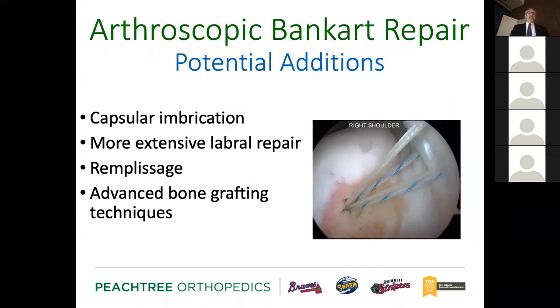So what are the different additions that you can do for a Bankart repair? Well, you can certainly do a capsular imbrication. Say a patient's got a laxity, you can do an imbrication at the same time. You can do a more extensive labral repair if you see more extensive labral damage. There have been good results reported with that. A remplissage procedure, sewing the rotator cuff into that Hill-Sachs defect. And then there are advanced bone grafting techniques that can be done as well.